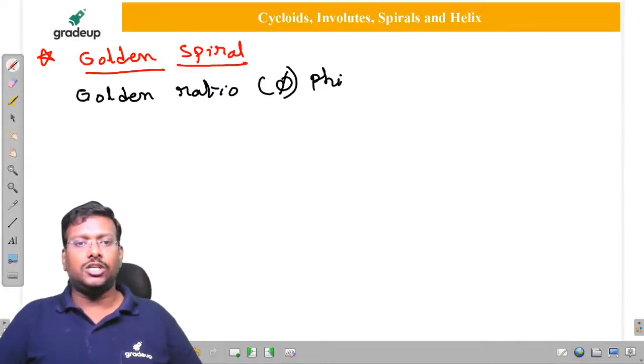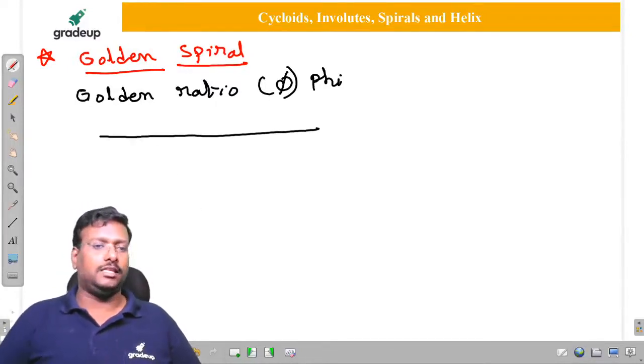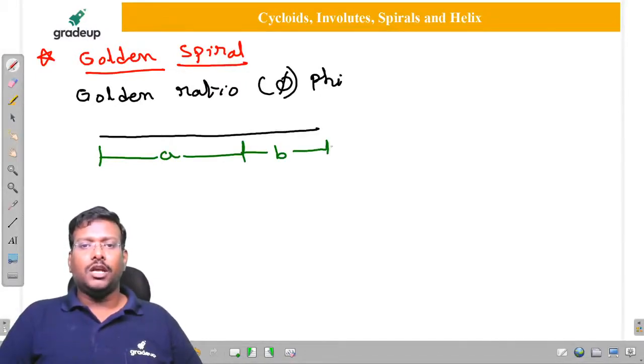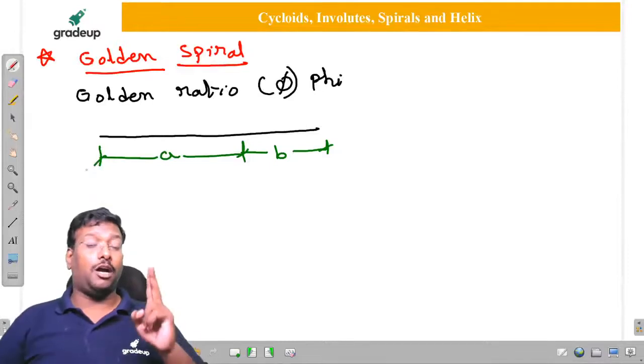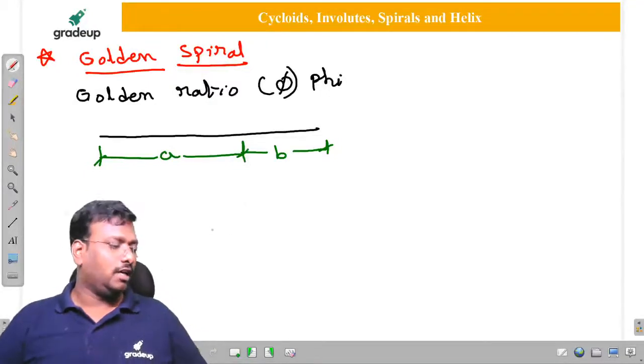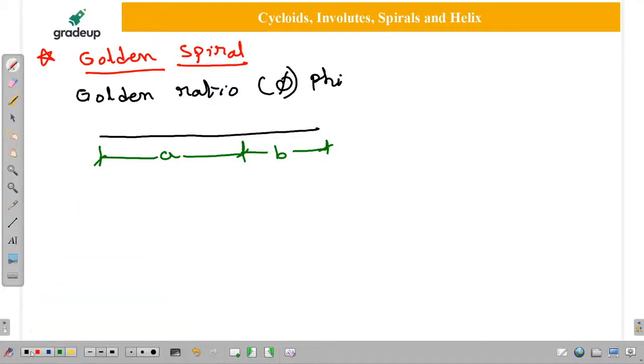For that, let us consider there is a line like this and you are dividing this line into two parts. This is the A portion, this is the B portion. If you are dividing a line into two parts, I am not using the words equal parts. You are dividing a line into two parts in such a way that the ratio of the larger portion to the smaller portion is equal to the total length to the larger portion, then it is called the golden ratio.